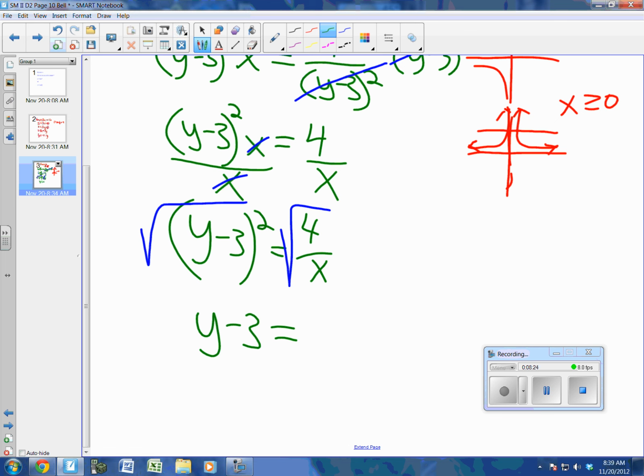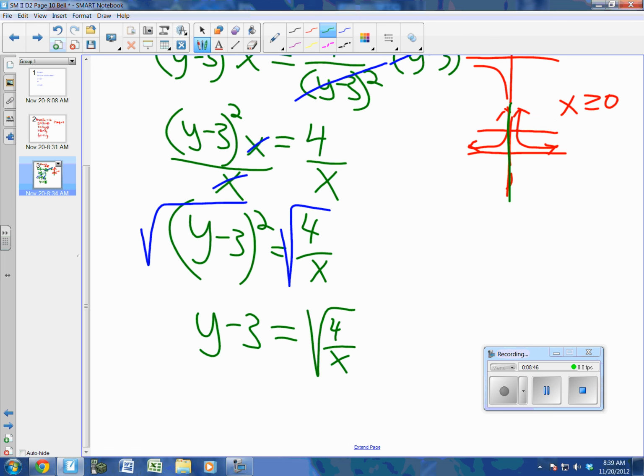But do I need the plus and the minus both? We just need the plus. Why do we only need the plus? Yeah, remember, over here I restricted the domain. I only wanted the right side of that. Okay, and so that's why we only took the right side of that. So I only want the positive of the square root of 4 over x.